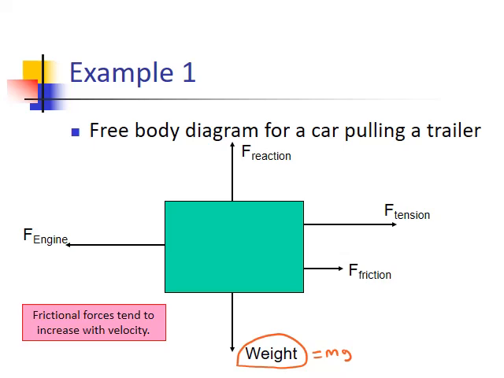Forwards, we've got the engine force on the left. Backwards, we've got the friction force. This car's pulling a trailer, so we also have the tension force as well.